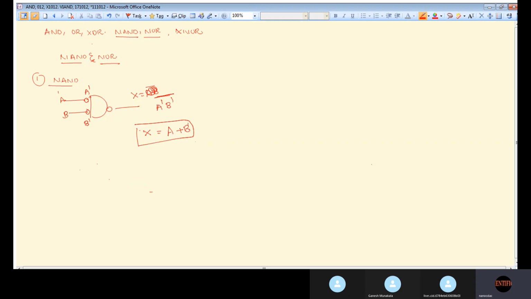So if you are inverting the inputs of the NAND gate, is it okay? Okay, ma'am. Yeah. So this is NAND as OR. Now NAND as OR is done. The second one is NAND as a NOT gate or inverter.